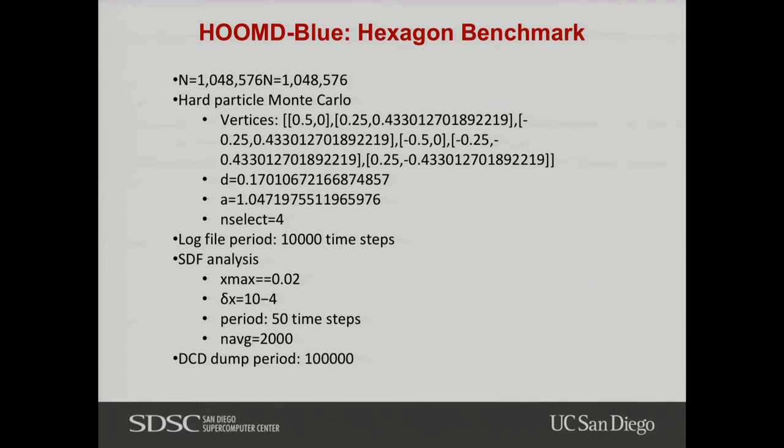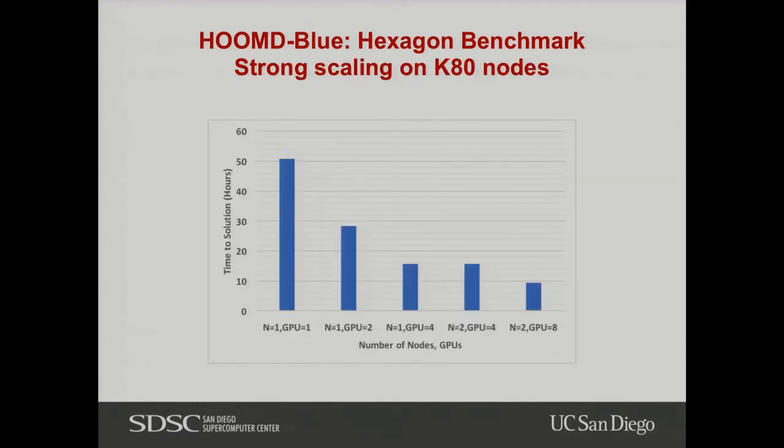So the last HOOMD-Blue benchmark was with the hexagon benchmark, which I think is even a bigger case than the other 2. And you can see it scales pretty well, going out to 8 GPUs, and using 2 nodes with 4 GPUs or 1 node with all 4 GPUs, you get pretty much the same performance. So at least we're doing okay with this application.